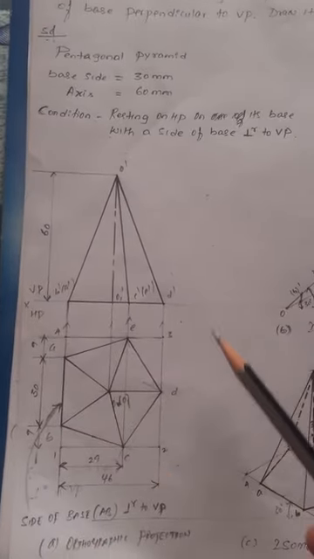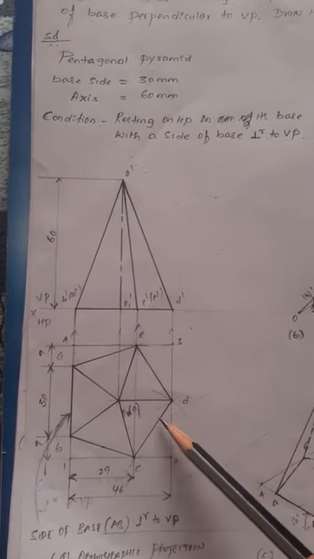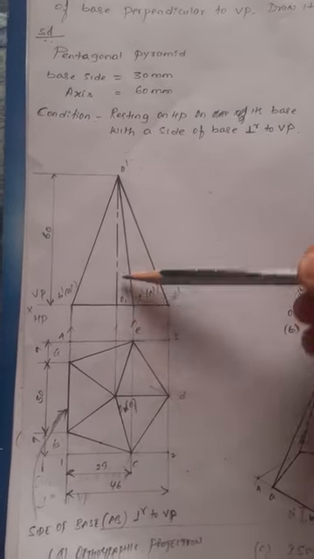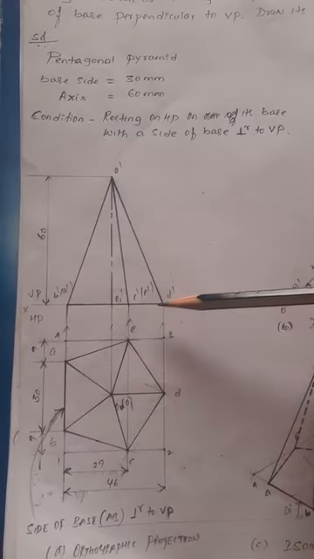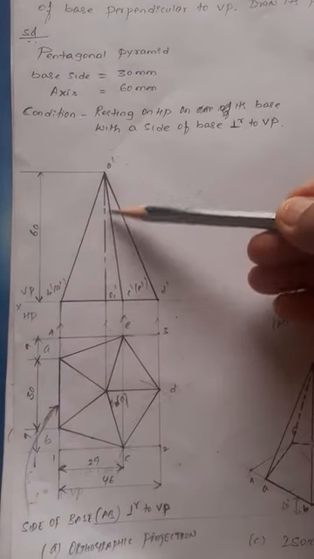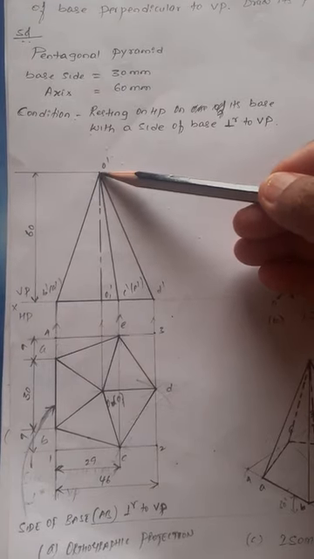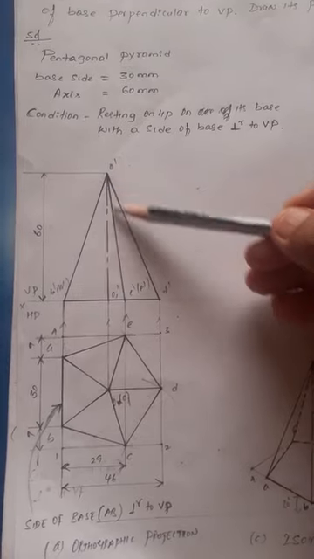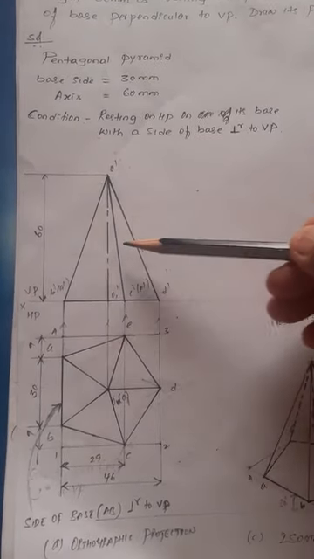Once you construct the pentagonal pyramid in the top view, project all the corners vertically upward. Now you'll get the corners of the base here. From the base center draw a vertical axis and measure 60 mm along it. Then join O dash, B dash, A dash, O dash, C dash, O dash, D dash. Now we get the front view.